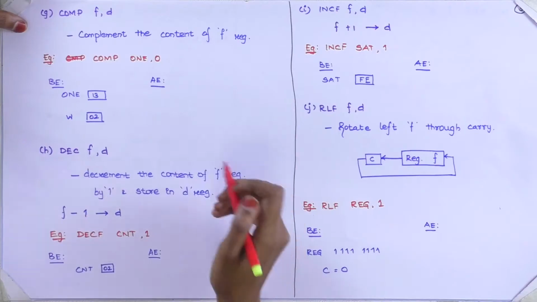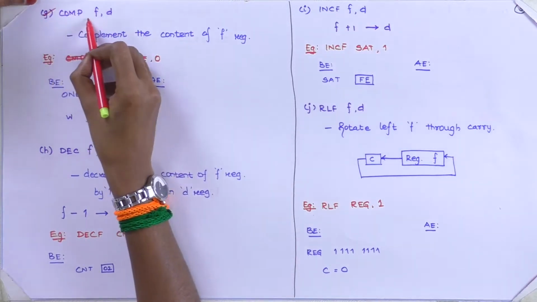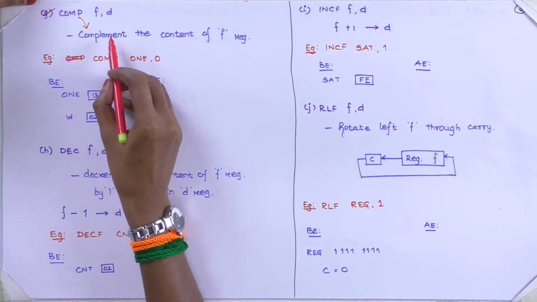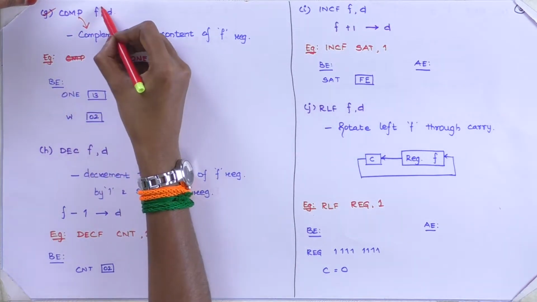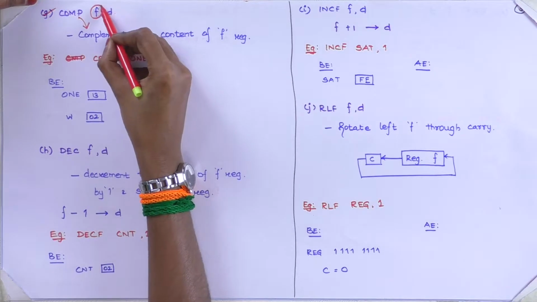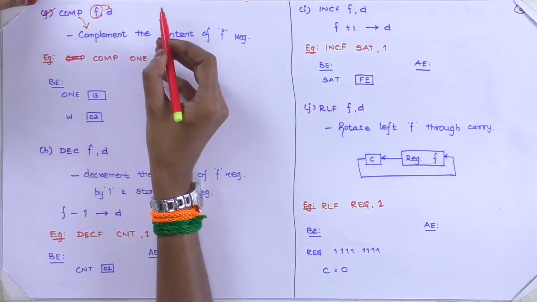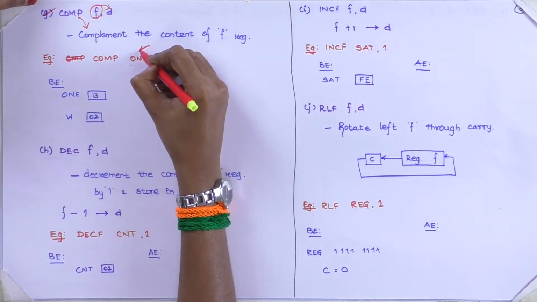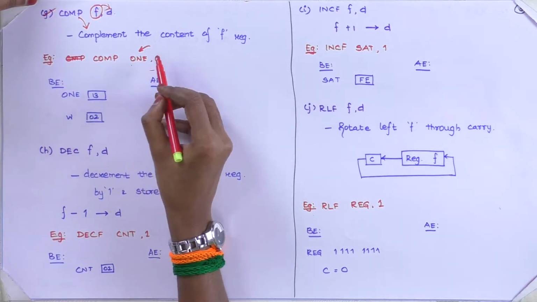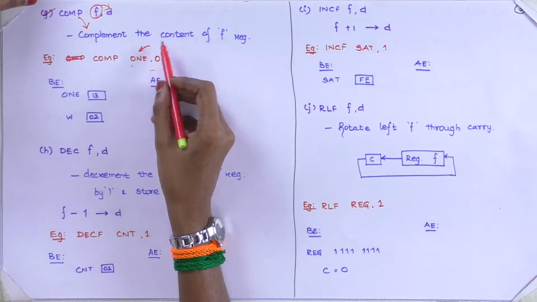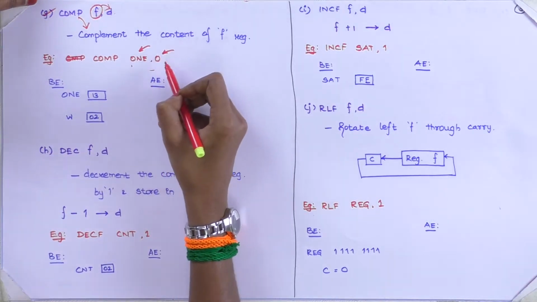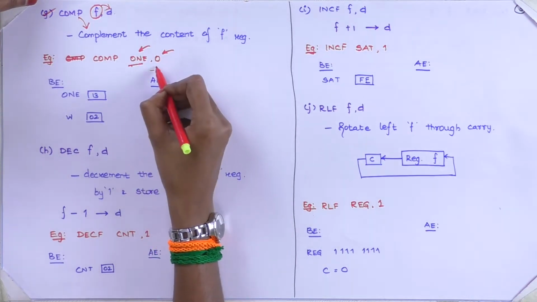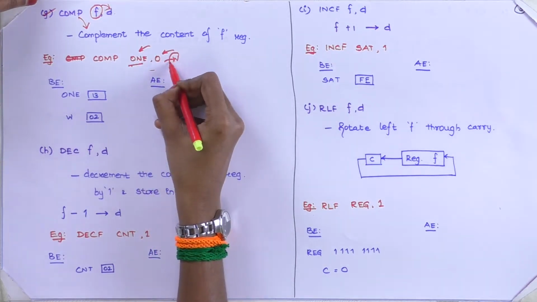Okay. So the next instruction is COMF F comma D. COMF is nothing but complement. What this instruction will do is complement the content of F register and store the result in destination. Here as an example, COMF 1 comma 0, the 1 is nothing but the address of the specific general purpose register and 0 is the destination field, which means that after complementing the value of this register, the value will be stored in the working register.